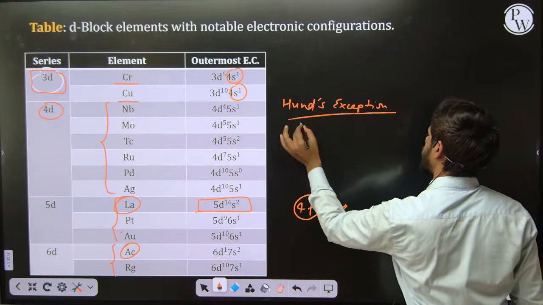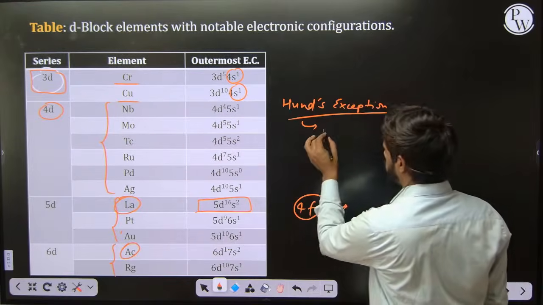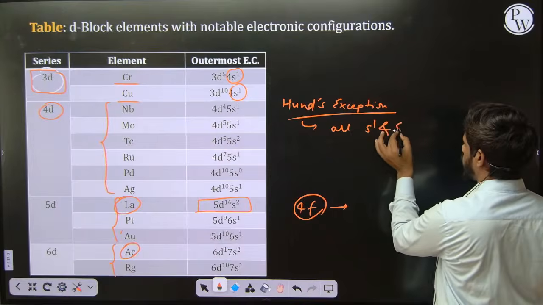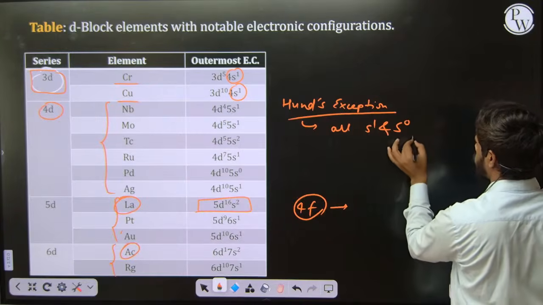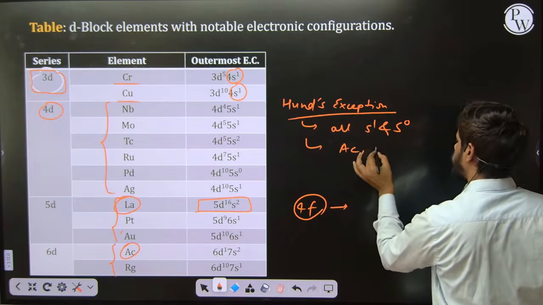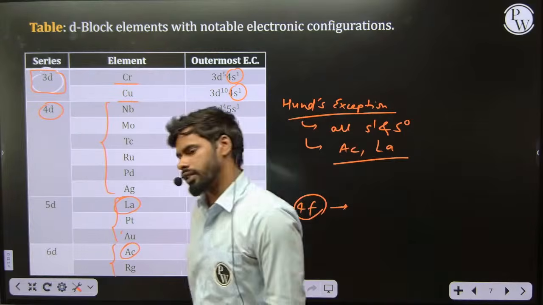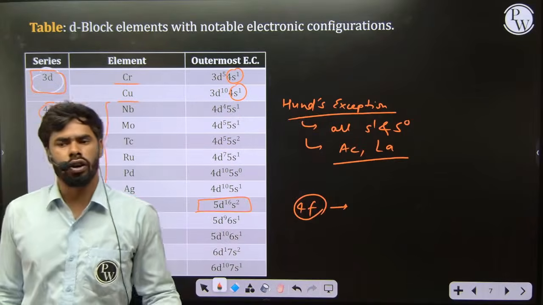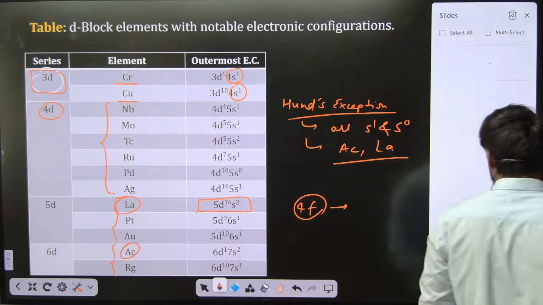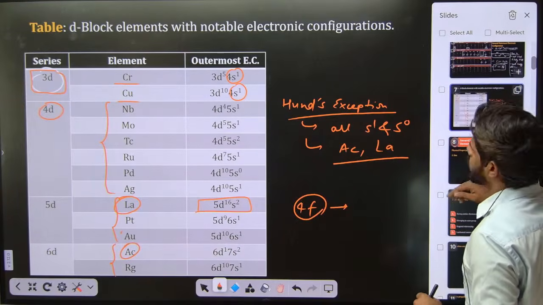So what are the elements which have a Hund's rule exception? This table gives all of them: s1 and s0, along with actinium and lanthanum. These all have a Hund's rule exception, in which we know electrons should be filled in increasing order of energy. So here it is invalid under that rule.